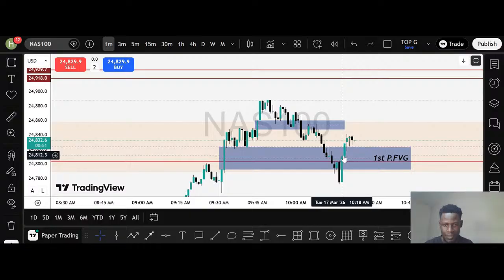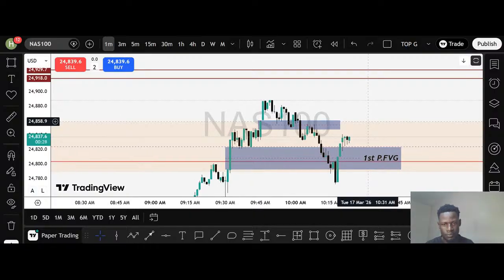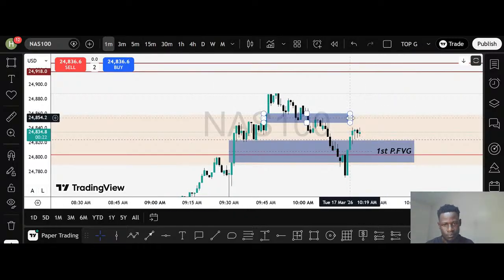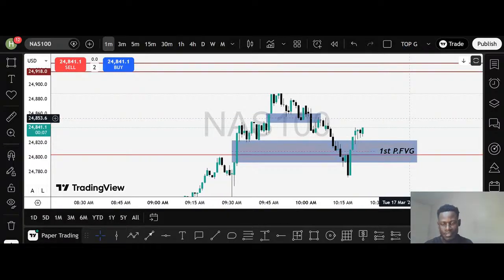So is this fair value gap going to hold so that we leave it unfilled? I don't know. So let me now remove that.